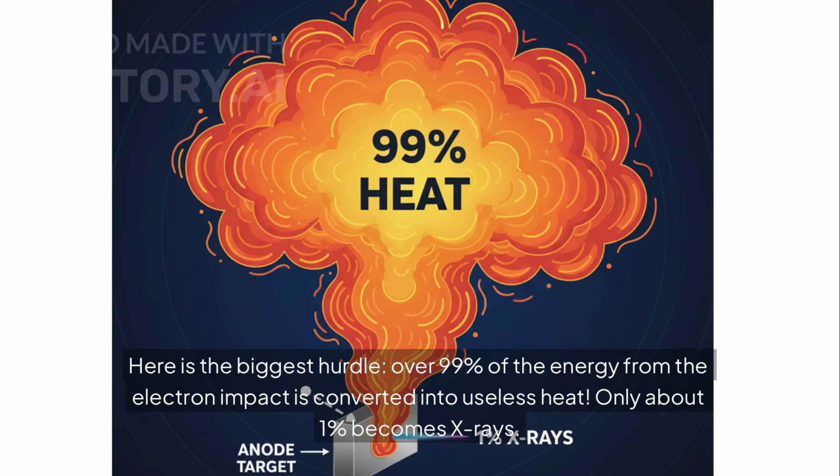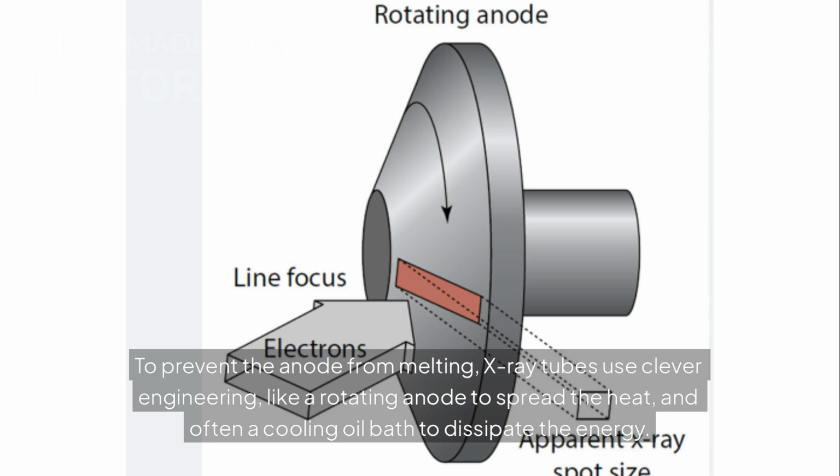Here is the biggest hurdle: over 99% of the energy from the electron impact is converted into useless heat. Only about 1% becomes X-rays. To prevent the anode from melting, X-ray tubes use clever engineering, like a rotating anode to spread the heat, and often a cooling oil bath to dissipate the energy.